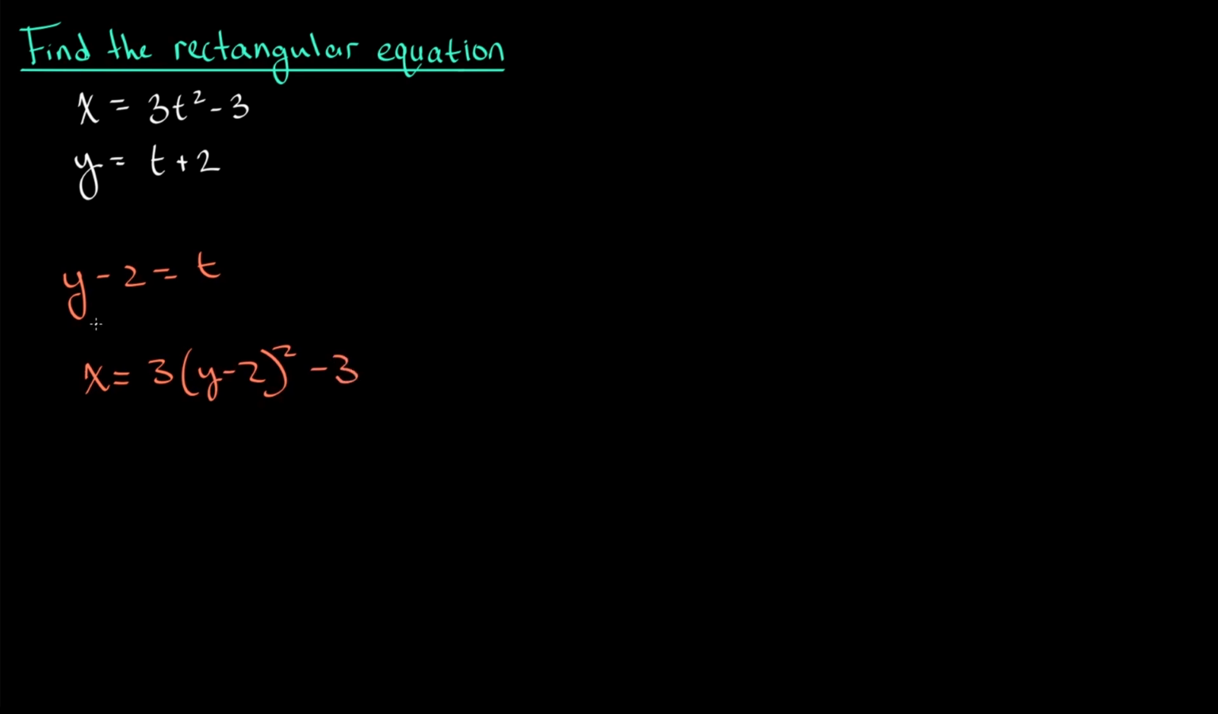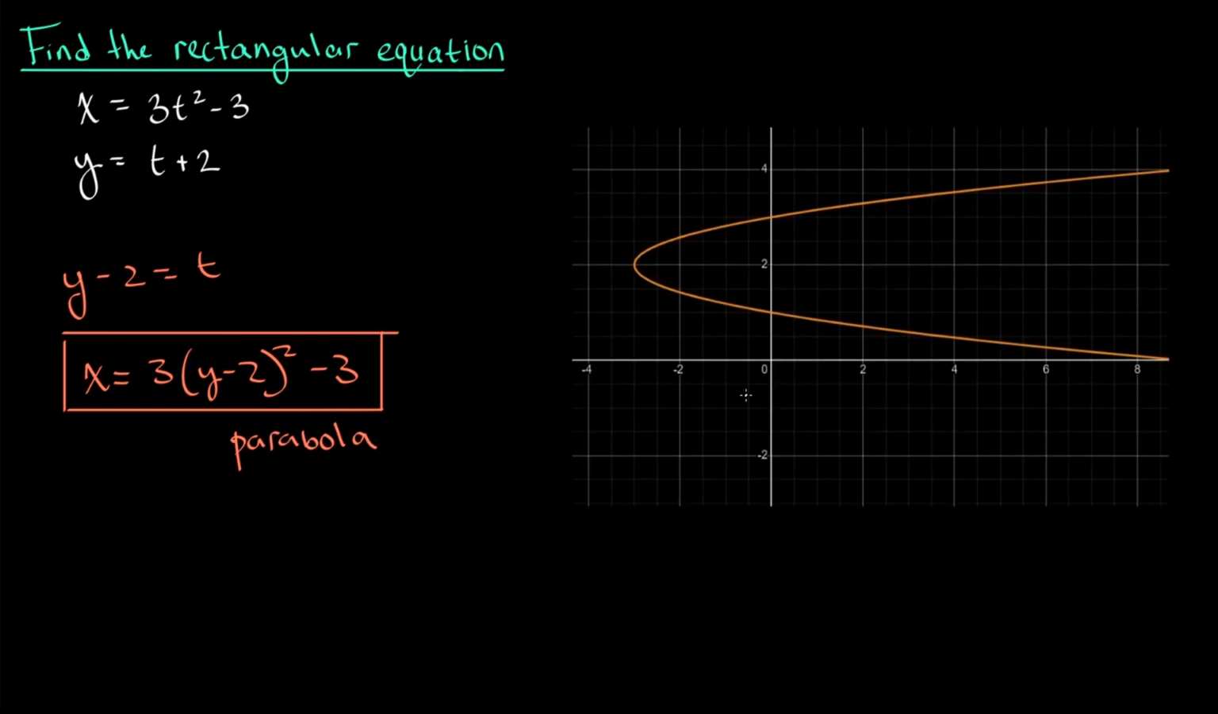And you can see this right here is a rectangular equation. We have an equation expressed in terms of x and y. And the nice thing about this is we can graph this now. This right here is a parabola, and I've graphed it beforehand, and it looks something like this. So we can get a visual representation of what these parametric equations are saying.